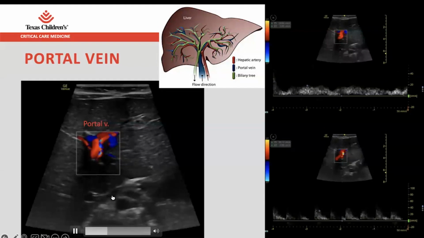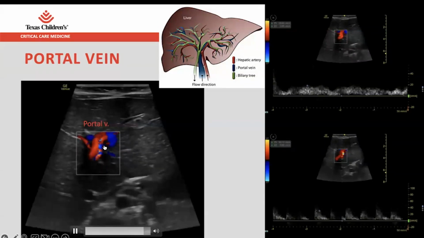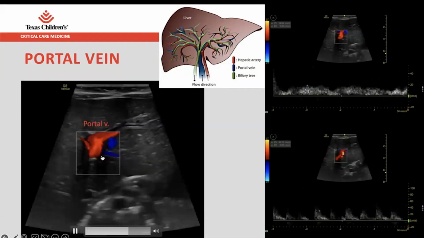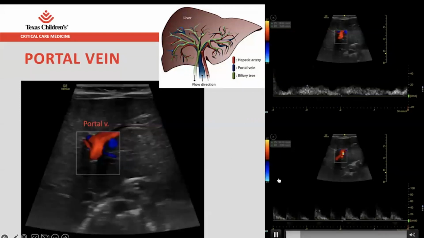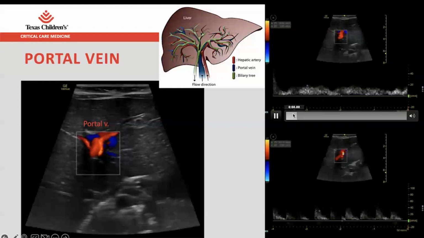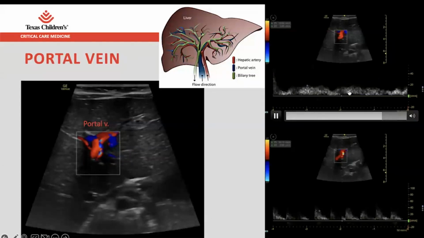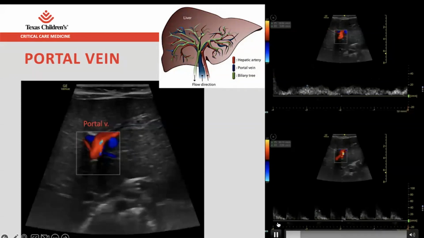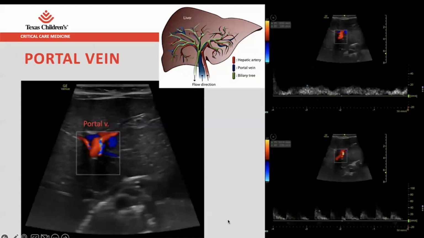The hepatic artery being here on the right, with some blue aliasing happening in the artery because the velocity goes beyond the scale, versus the more continuous flow on the venous side. And this is just an example of Doppler. If we put the Doppler gate into the portal vein, we get a much more venous looking tracing, as opposed to putting it into the hepatic artery, where we get something that looks more like an A-line tracing.